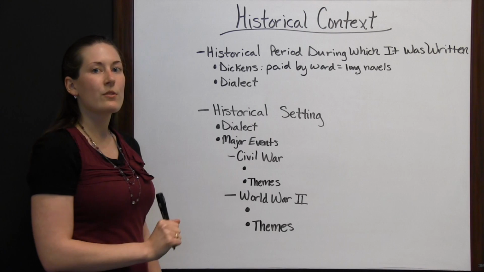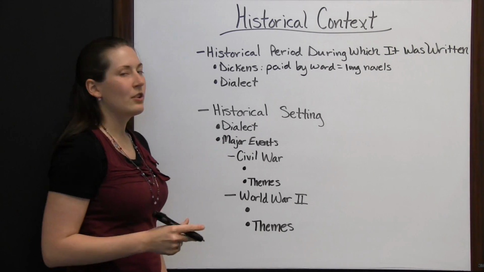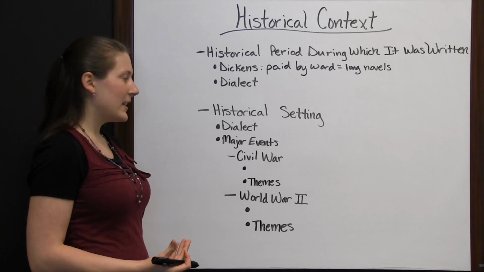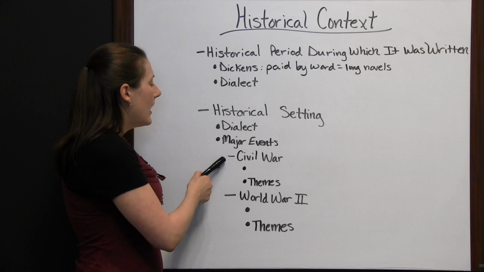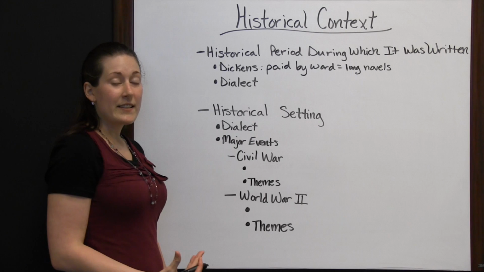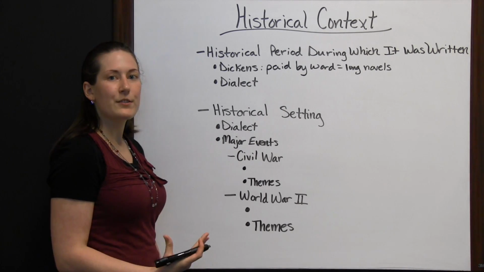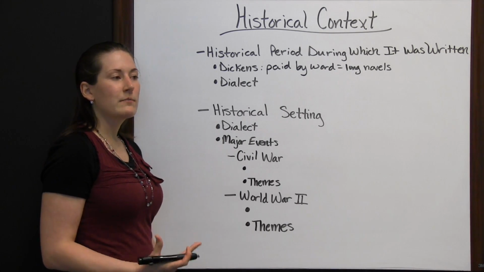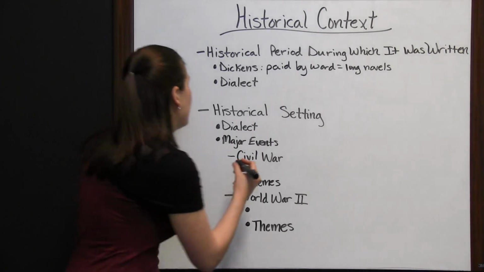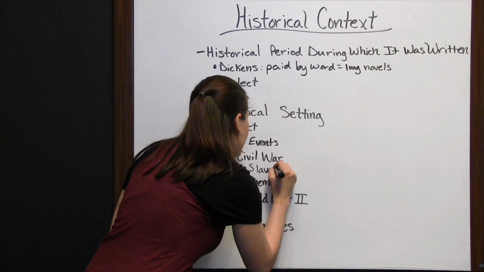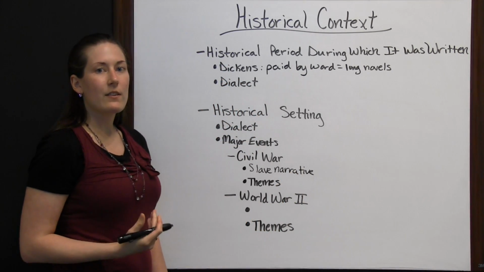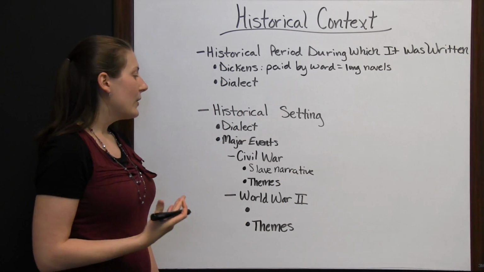Another thing to pay attention to with historical setting is major events that are going on. You want to be familiar with the time period during which a story is set so you can have a better understanding of it. So, one example is the Civil War. During the Civil War, slavery was the normal thing in the South. And whenever the Civil War is over, lots of slaves, or people that used to be slaves, wanted to tell their story. And so what came about were slave narratives. And these painted a picture of what slave life was actually like during that time.